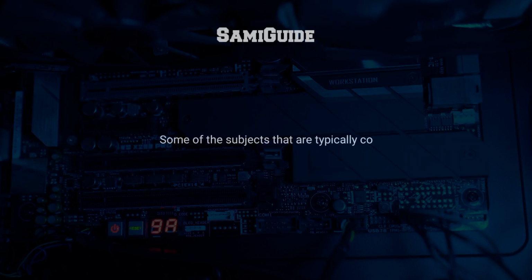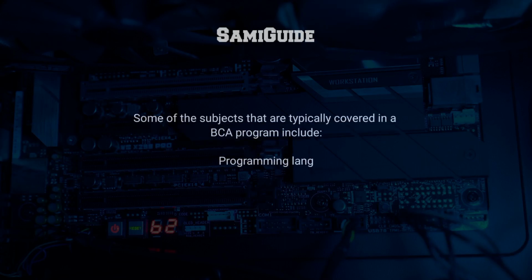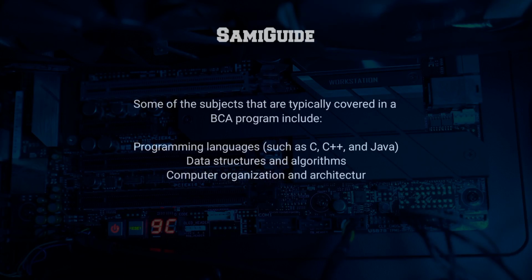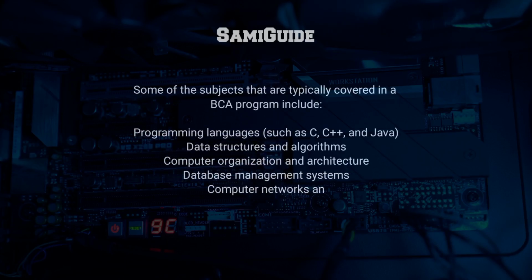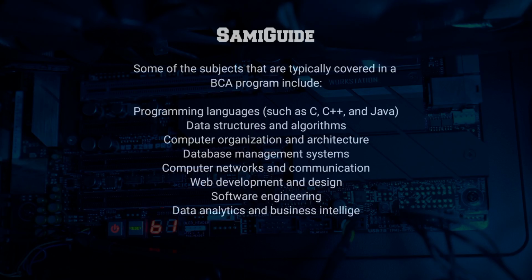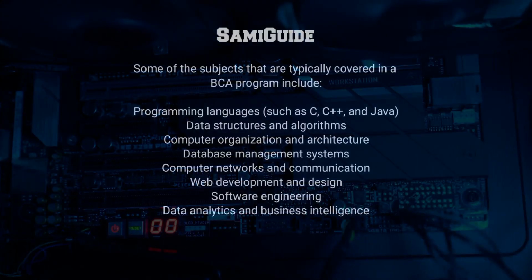Some of the subjects that are typically covered in a BCA program include programming languages such as C, C++, and Java, data structures and algorithms, computer organization and architecture, database management systems, computer networks and communication, web development and design, software engineering, data analytics and business intelligence.